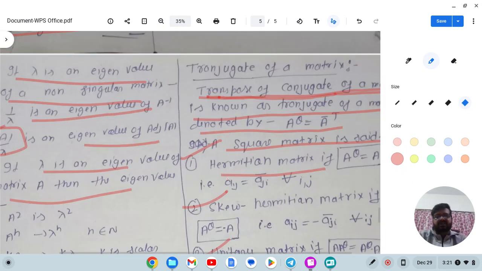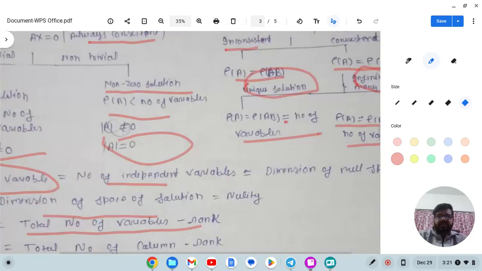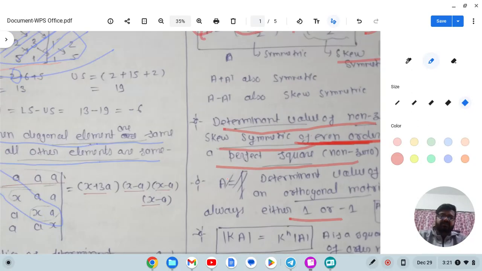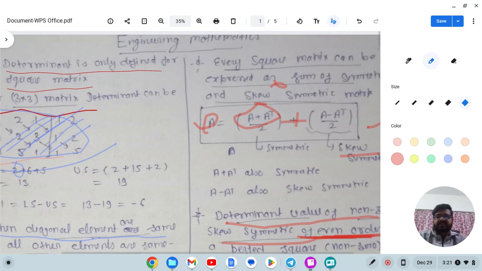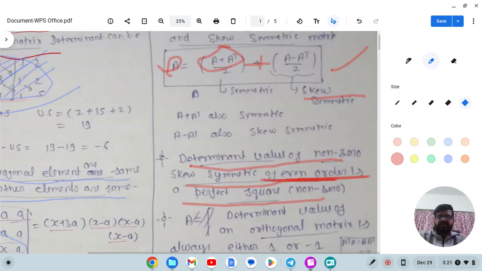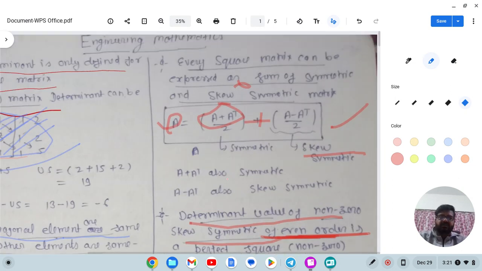So these were the short notes of our topic, linear algebra. Now please study only the short notes, because now there is not enough time to read all your notes. I'm repeating that again. Read your short notes and then practice your questions.